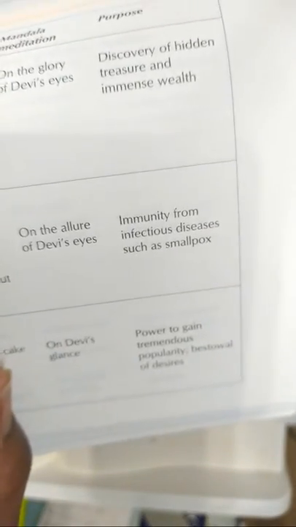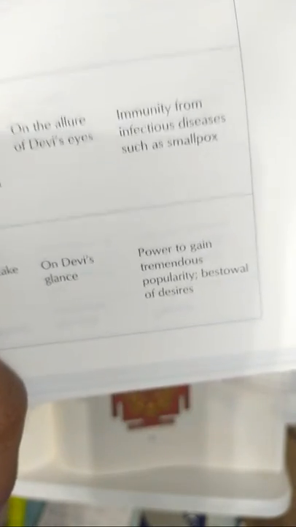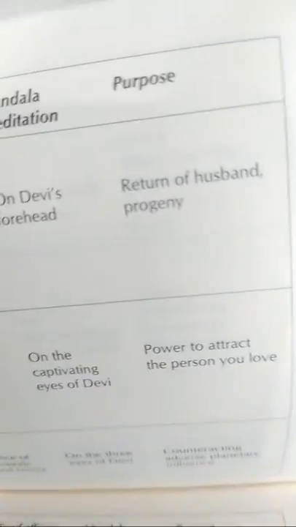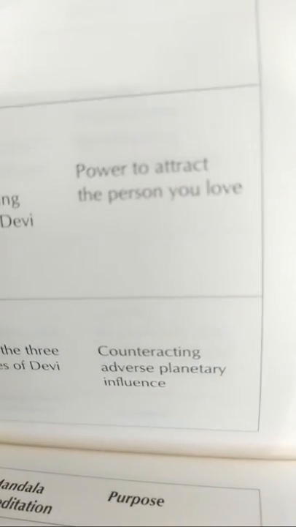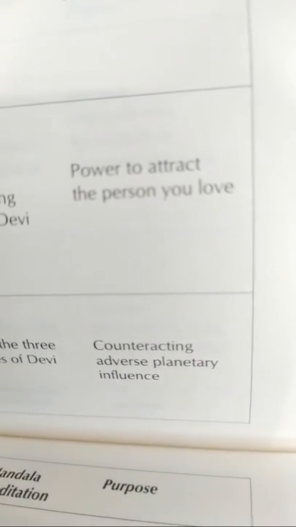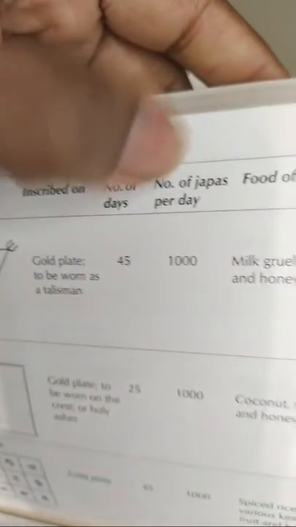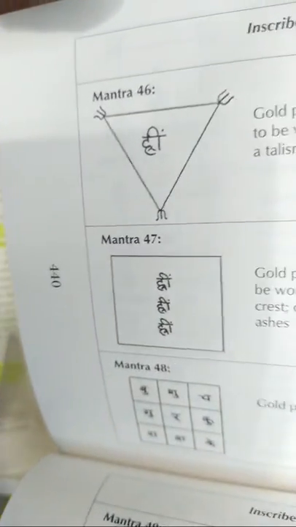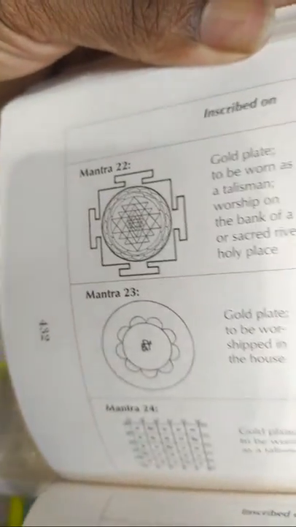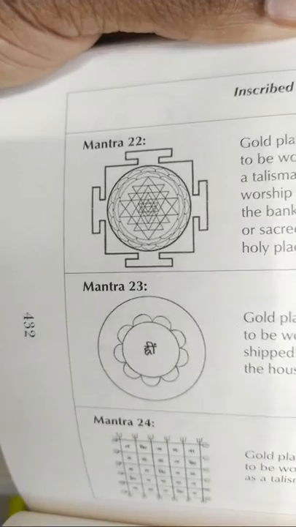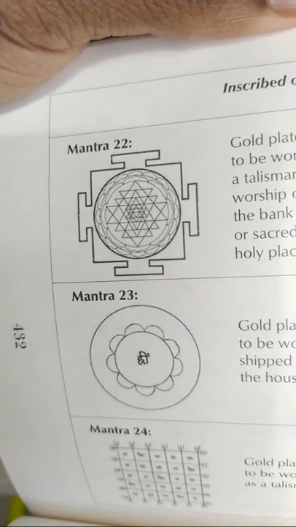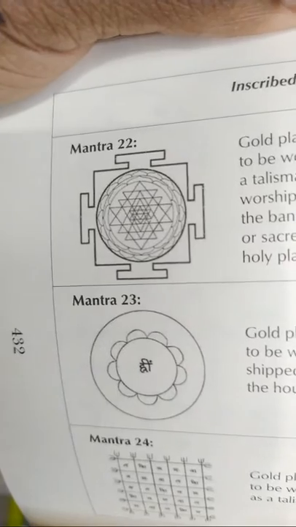Immunity from infectious diseases such as smallpox. Power to gain tremendous popularity. Bestowal of desires. Don't that sound like some Goetia? Power to attract the person you love. This gives you a mandala to focus on. This gives you a mantra to say. This gives you the number of times to repeat the mantra. This even gives you a sigil associated with it. And look, this is far older than the Goetia. This is so old, right? This is the oldest that I have seen so far of using sigils and mantras to produce a specific effect, right?